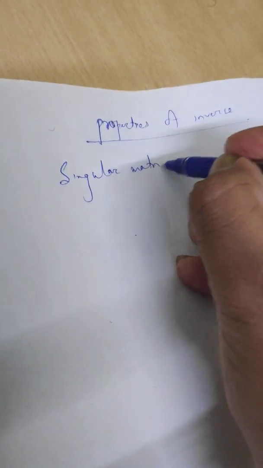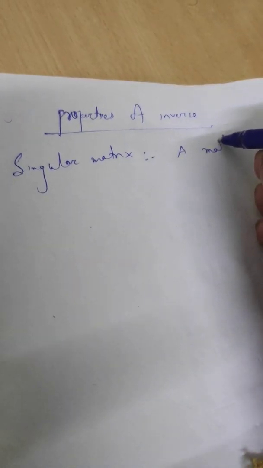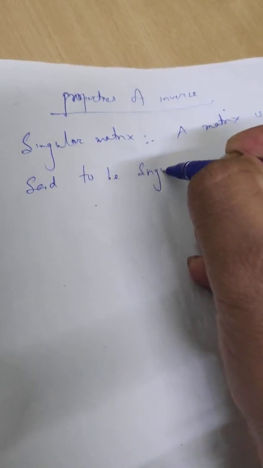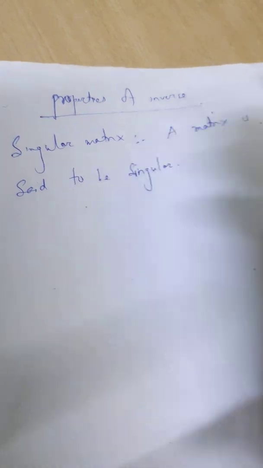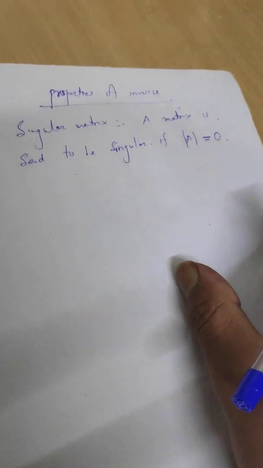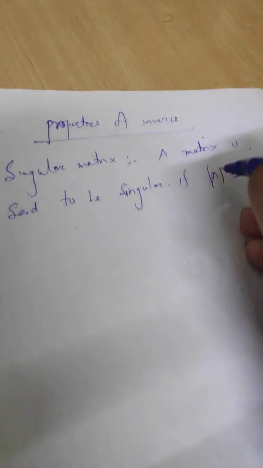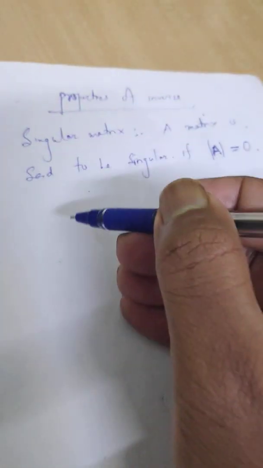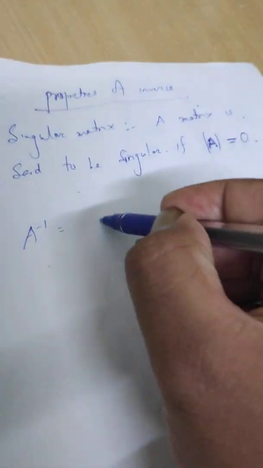Singular matrix. A matrix is said to be singular if determinant A equal to 0. If determinant A equal to 0, then we call the matrix a singular matrix. Otherwise, non-singular.